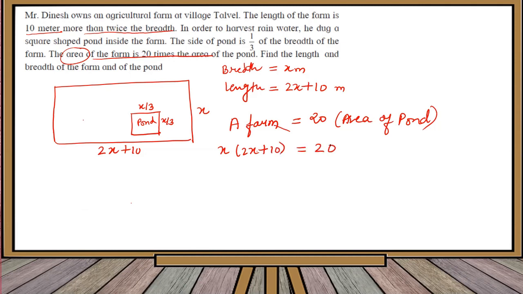Area of pond. Pond is square shaped and area of square is side into side. So this would be x by 3 whole square. That's side square. Okay. So now let us just expand this. So this will be 2x square plus 10x equal to 20x square upon 9. So I'll take this 9 over here. So this would be 9 2s is 18, right?